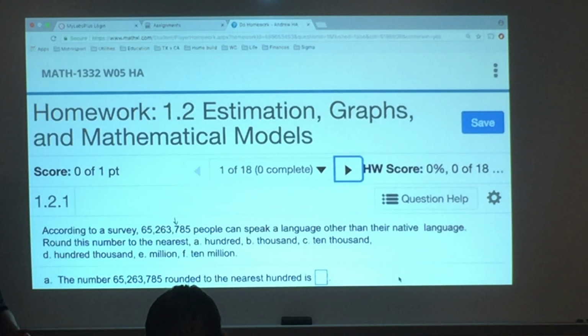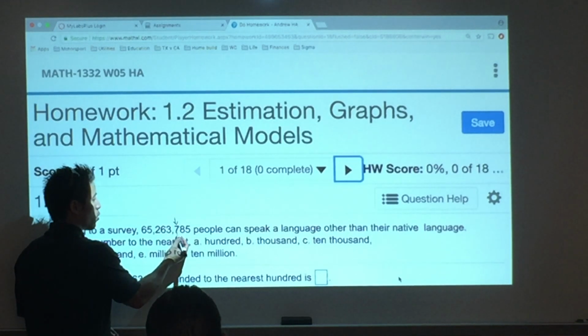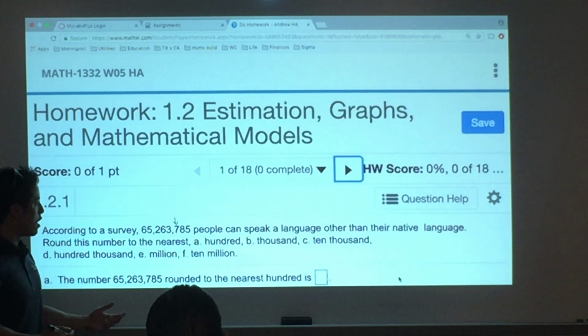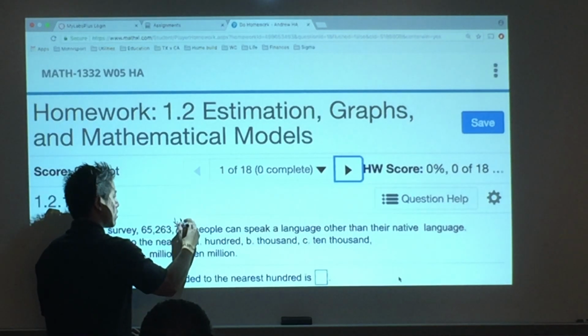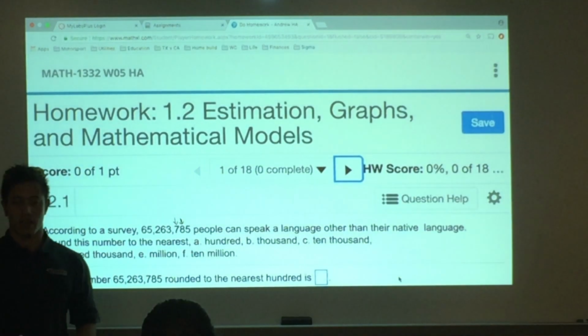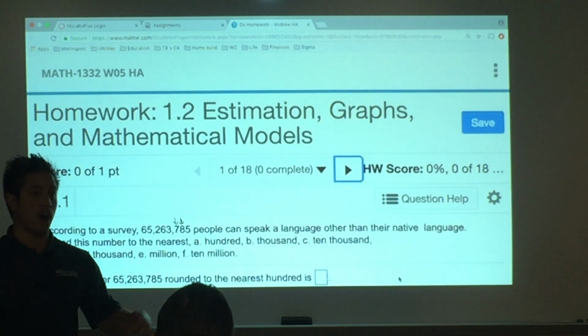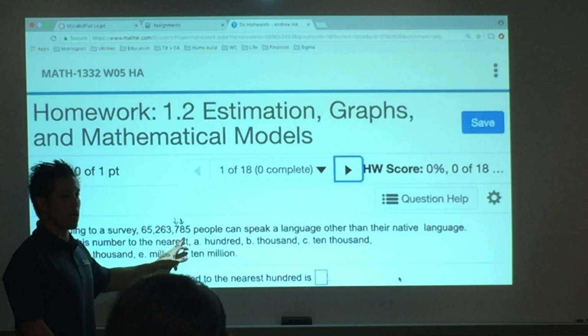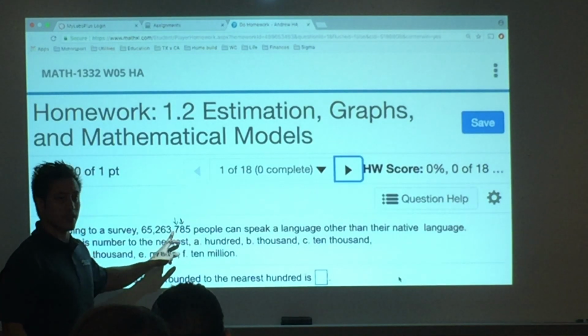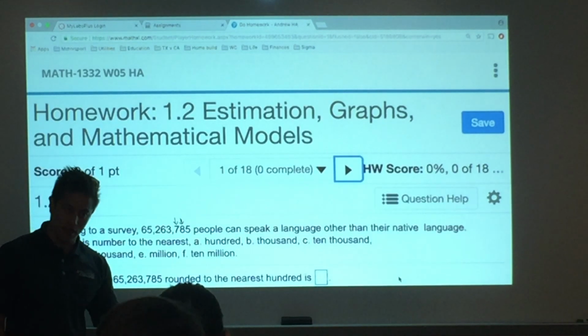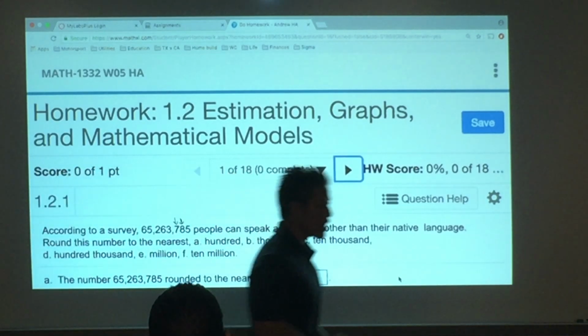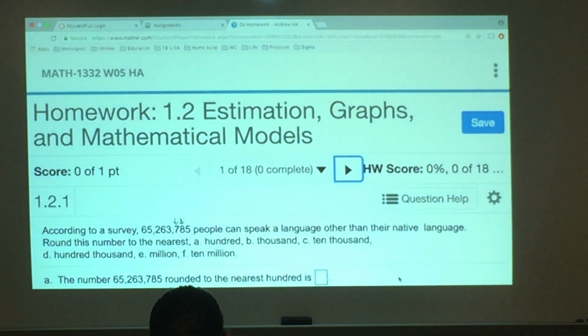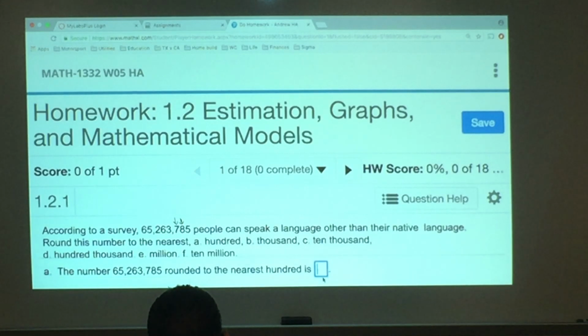So if I want to round to the nearest 100, I first need to identify what place I'm rounding to. Then I look directly to the right of it. Directly to the right is an 8. If the number directly to the right is 5 or larger, then the number I'm rounding will go up. If that number is 4 or less, then this number that I'm rounding will stay the same. Okay? Because that's an 8, it means that my 7 is going to bump up. And so my answer is going to be 65,263,800.